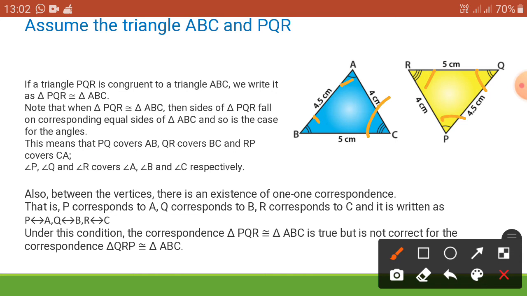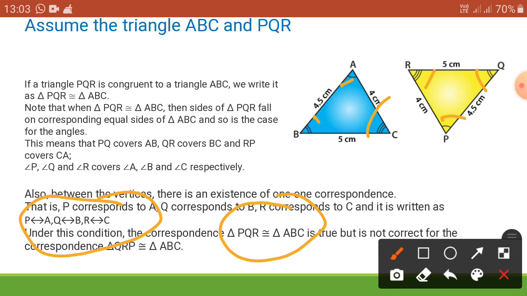Also, between the vertices there is a one-to-one correspondence, that is, P corresponds to A, Q corresponds to B, R corresponds to C, and it is written that way. Under this condition, the correspondence triangle PQR congruent to triangle ABC is true, but it is not correct for the corresponding triangle QRP congruent to triangle ABC.